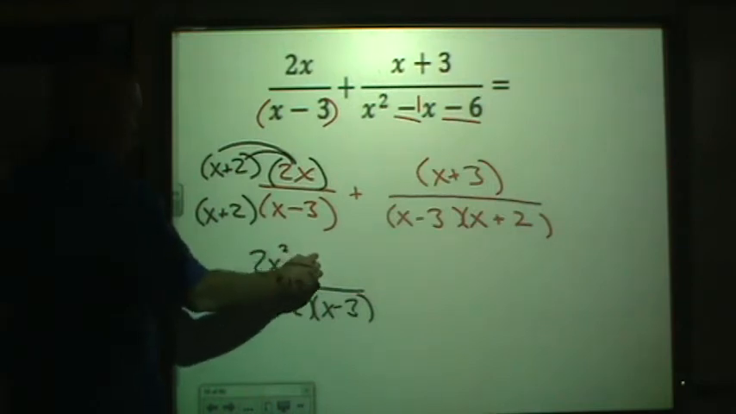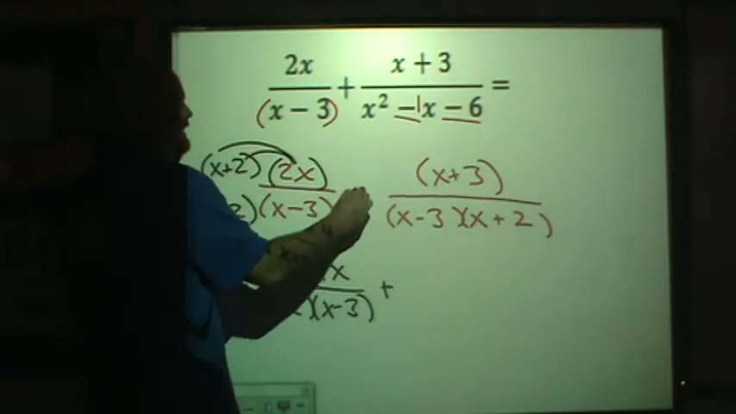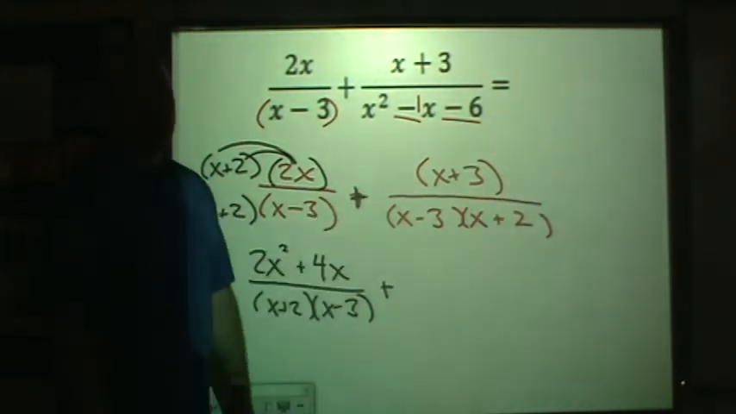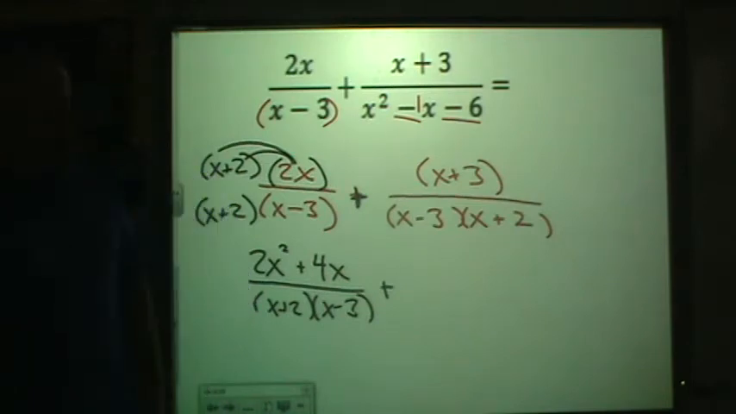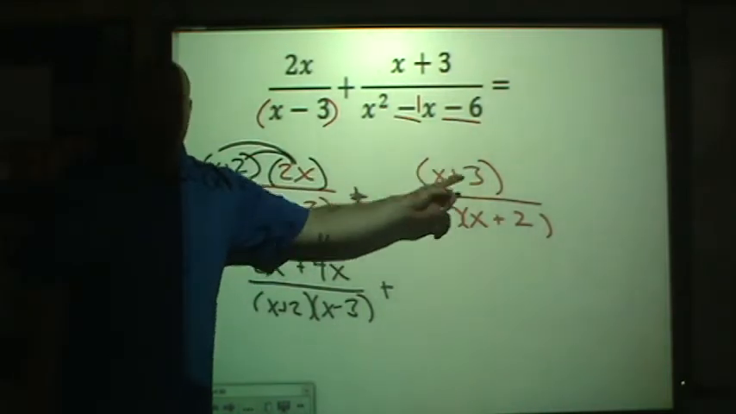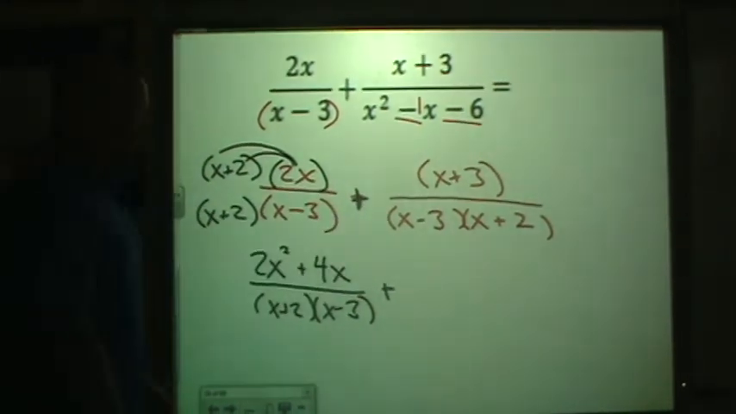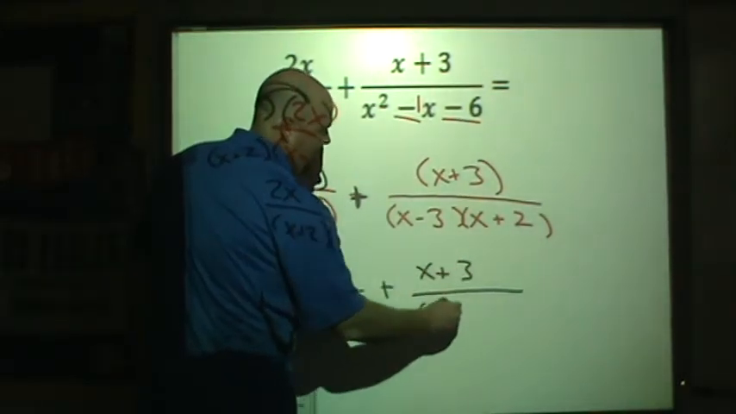2x squared plus 4x. Plus now we're adding, always got to be cognizant of that. What does cognizant mean? Aware. Aware, very good, very good. Always want to be aware of if I'm adding or subtracting, right? Because if I'm subtracting, I have to subtract both terms. But it's addition, I don't need to worry about that. So I'm adding x plus 3 with this denominator.